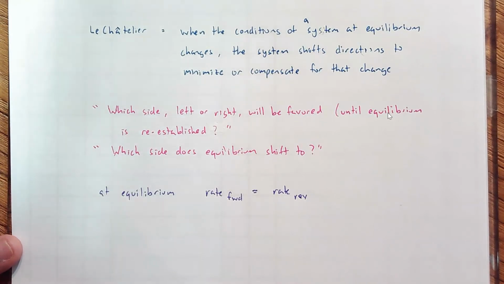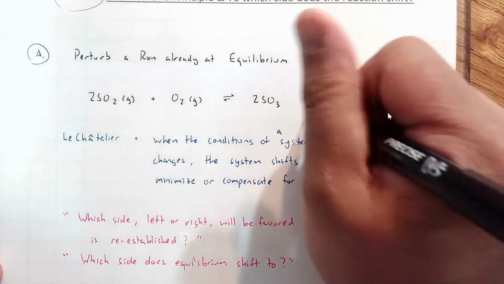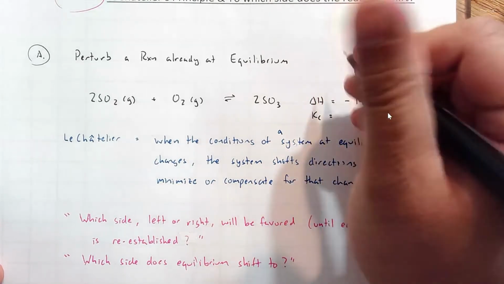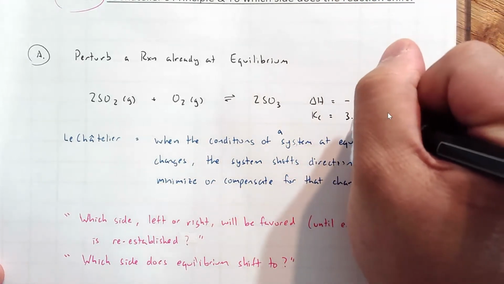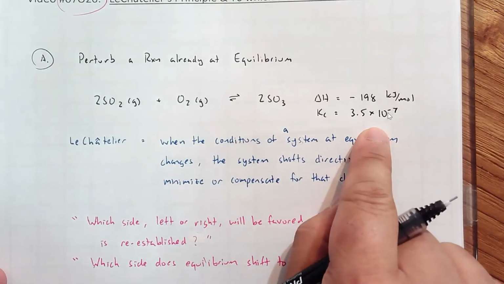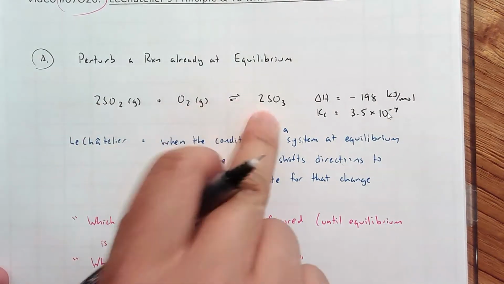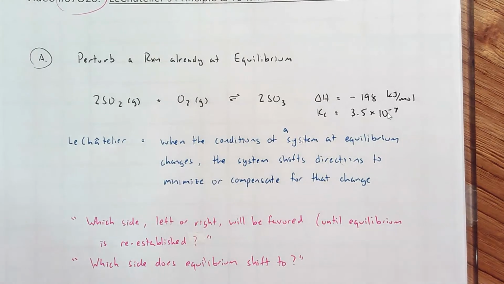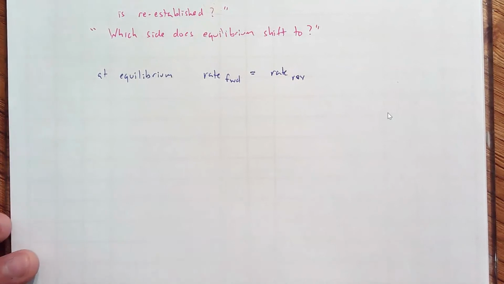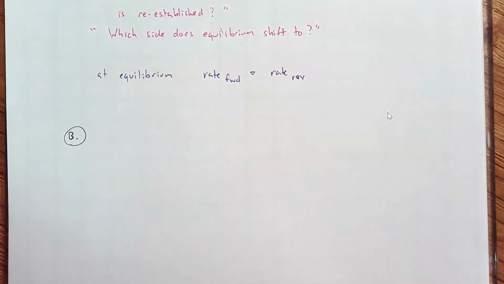What else do I want to put here? Oh, maybe I'll mention also that up here, Kc equals 3.5 times 10 to the minus 7. So we know that it's less than 1, so we have many more reactants than products. All right? B, C, D, E are all ways we're going to change this reaction, perturb the reaction.